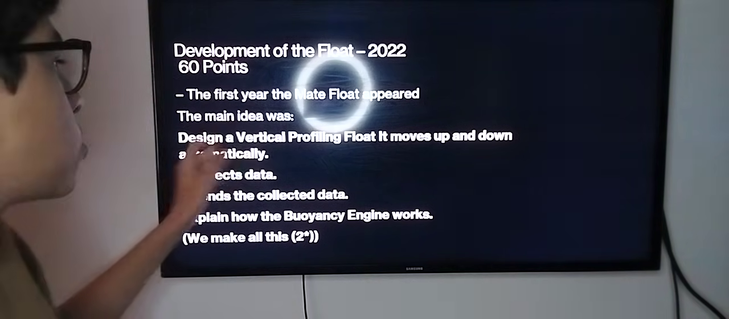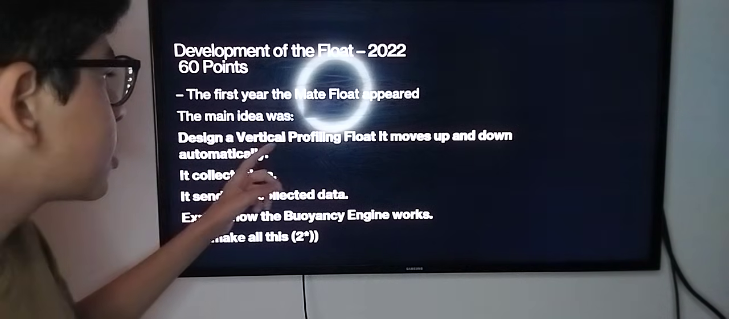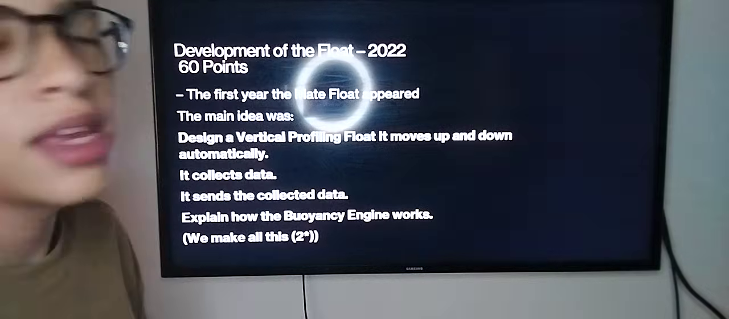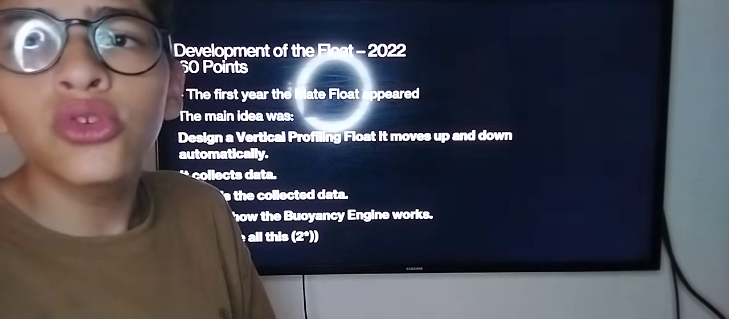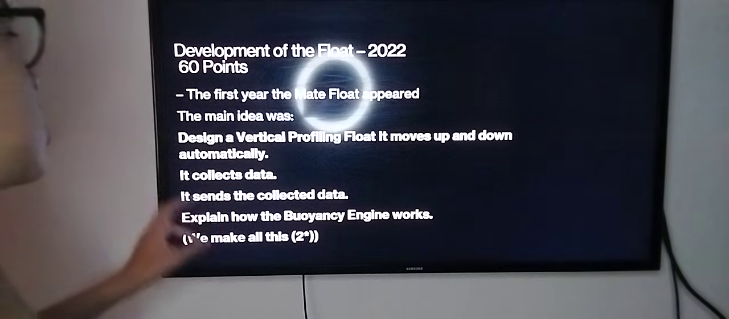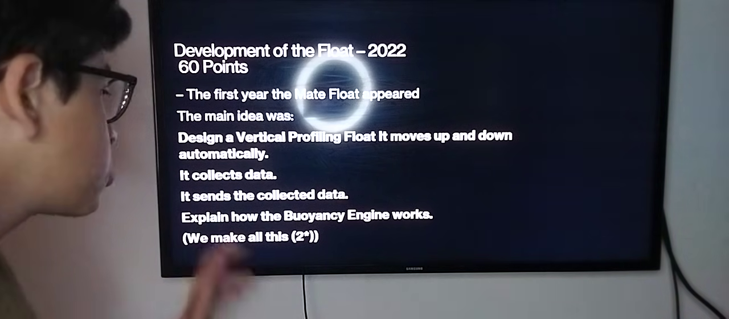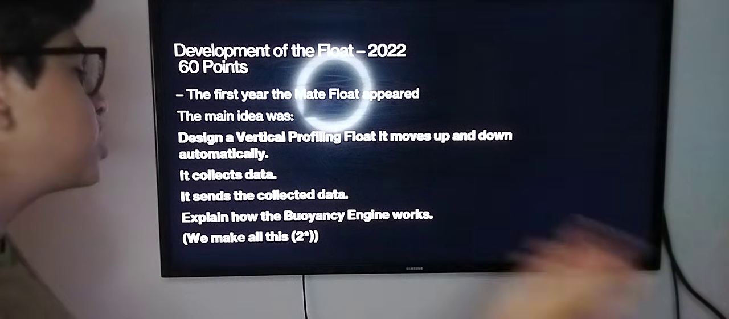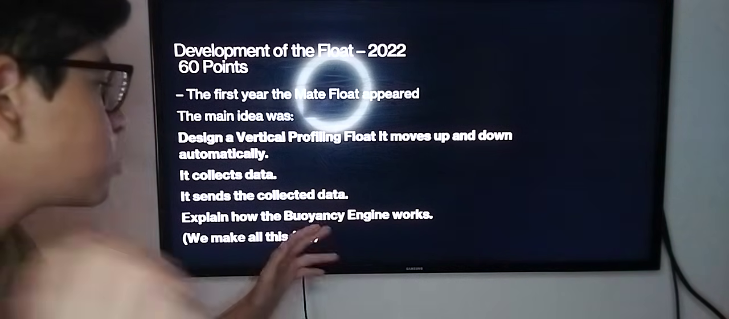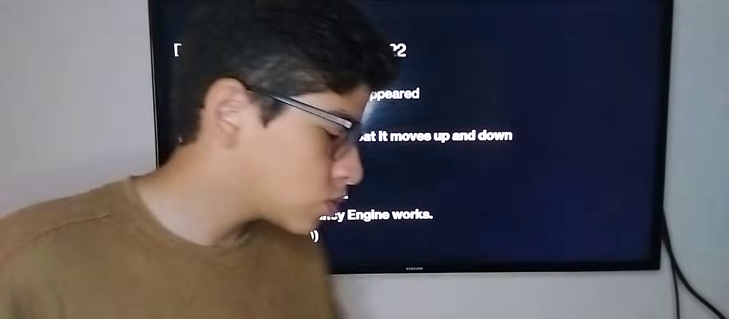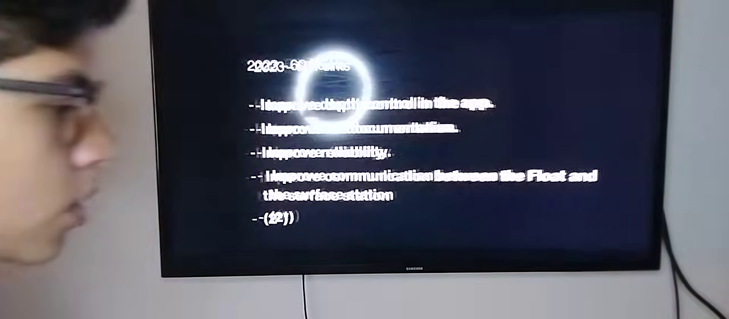The main idea was to design a vertical profiling float. The float moves up and down automatically. It collects data and sends the collected data. Then we explain to the judge how the buoyancy engine works. So let's go to the fourth page.